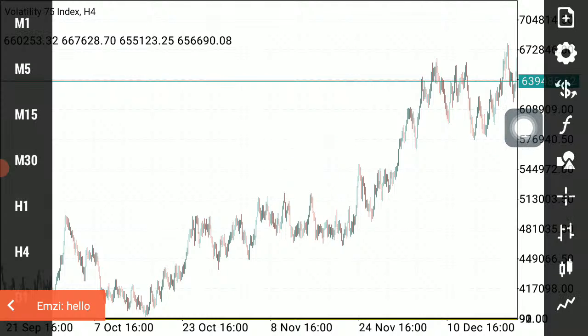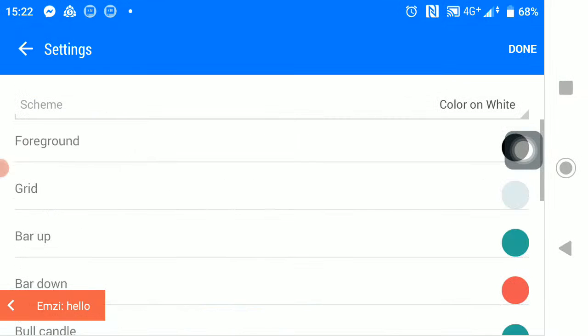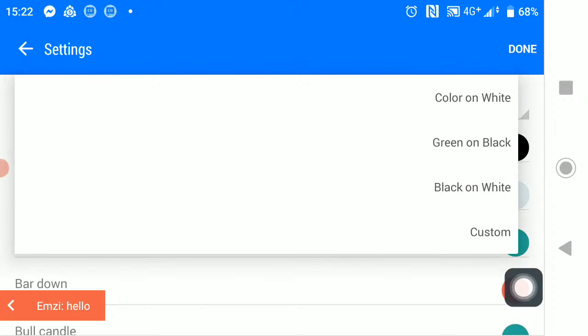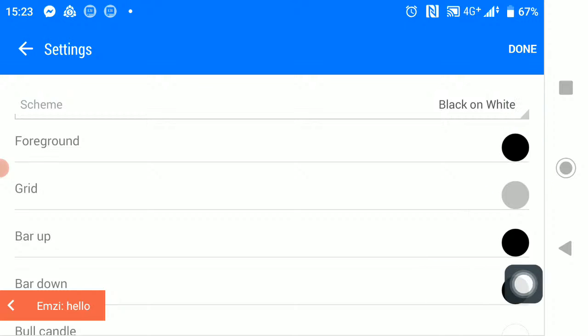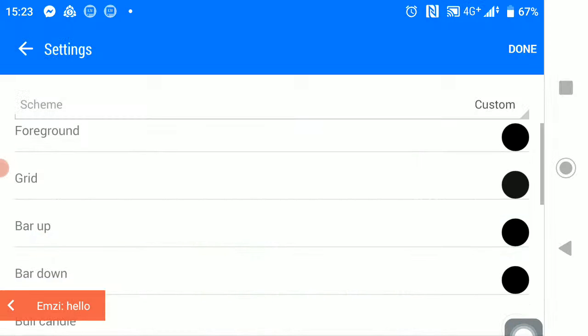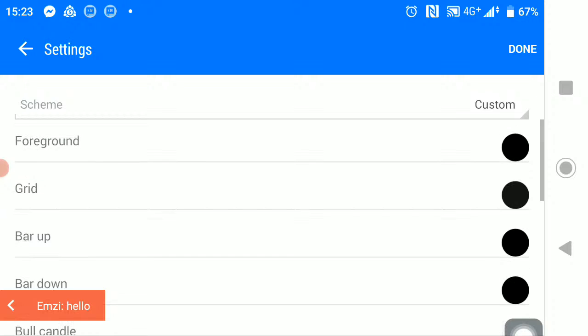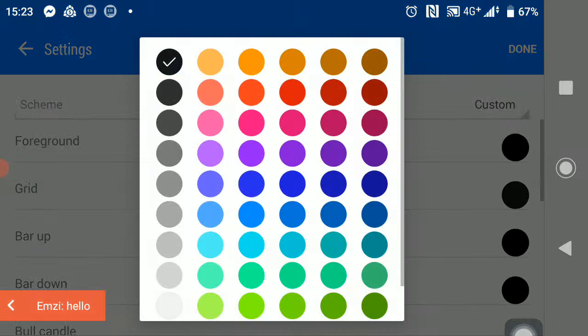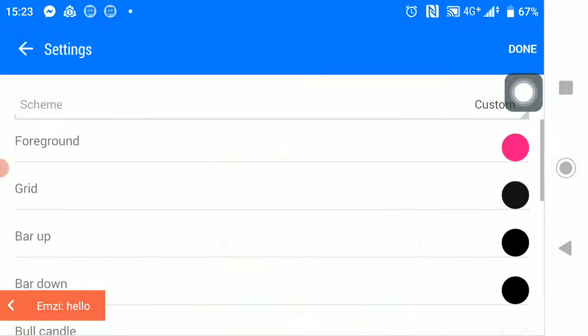So first thing you want to do, you want to make your chart look more cute and beautiful. Like mine, I always like using black on white. That's the black background. You change your grid to black so that you don't see any line at all on the background. Change your foreground to white, or you can make it green, or whichever beautiful color you want.